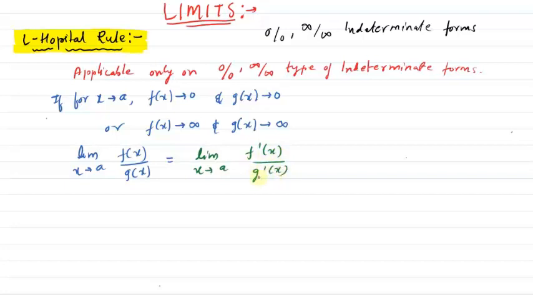What we can do is use this rule when we are having limit x tending to a f(x) by g(x). Now for x tending to a, the first condition was f(x) is tending to 0 and g(x) is tending to 0, that means it is becoming 0 by 0 form in the first case. And in the second case, f(x) is tending to infinity, g(x) is also tending to infinity, so it is becoming infinite by infinite form.